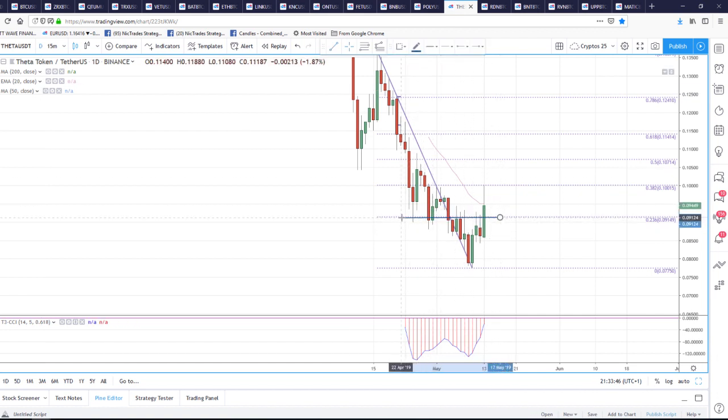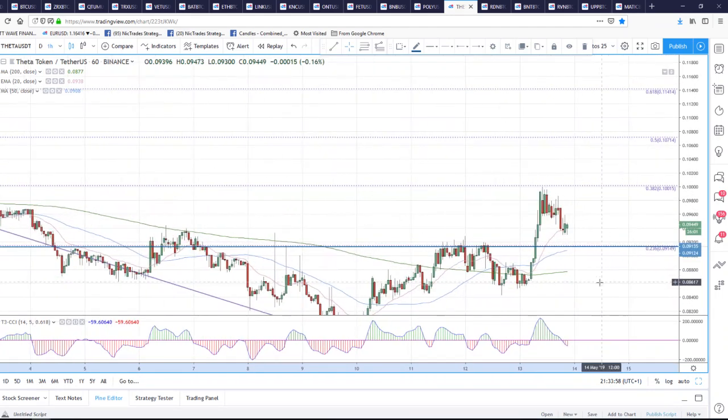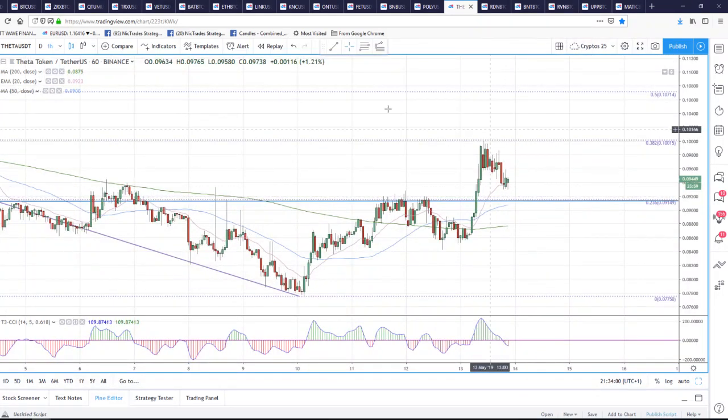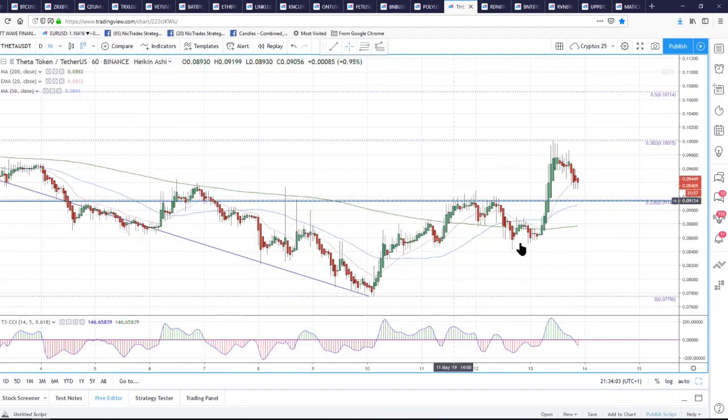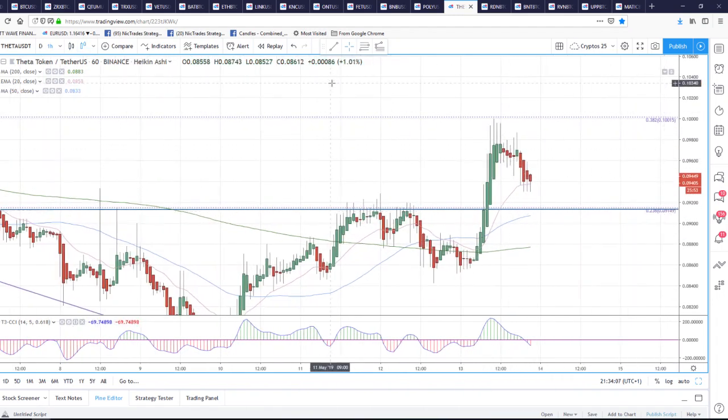So we're going to look for 0.9149. We'll draw it like this. Anyway, 0.9149 to be support on pullbacks tomorrow, and we shouldn't go back below that, and we should look for support here if we're going to carry on and rally in Theta Tether. So an ABC correction, something like that would be nice.